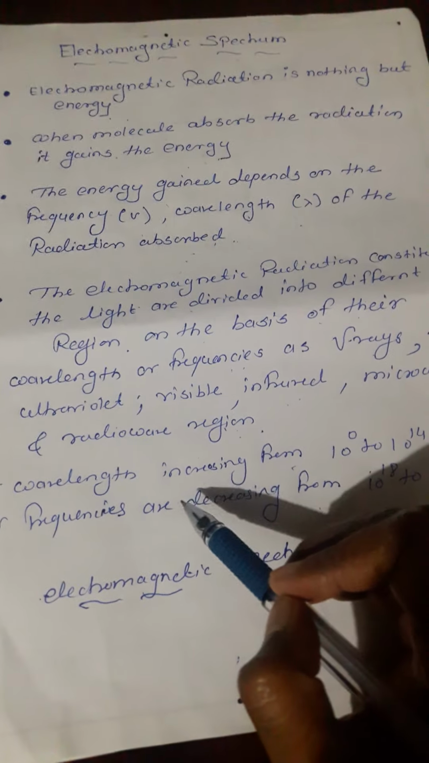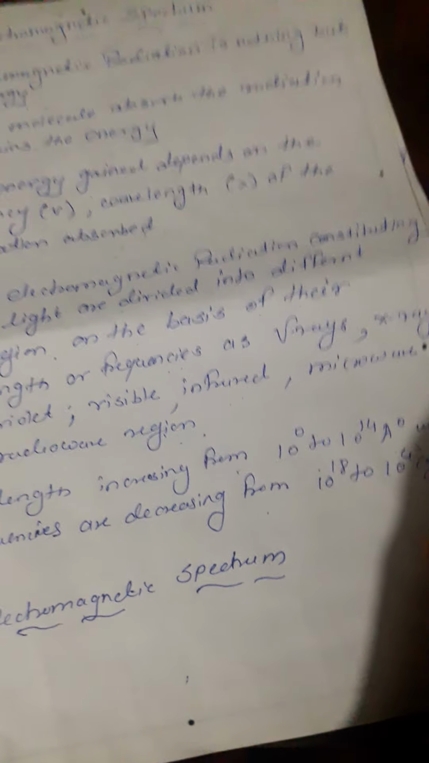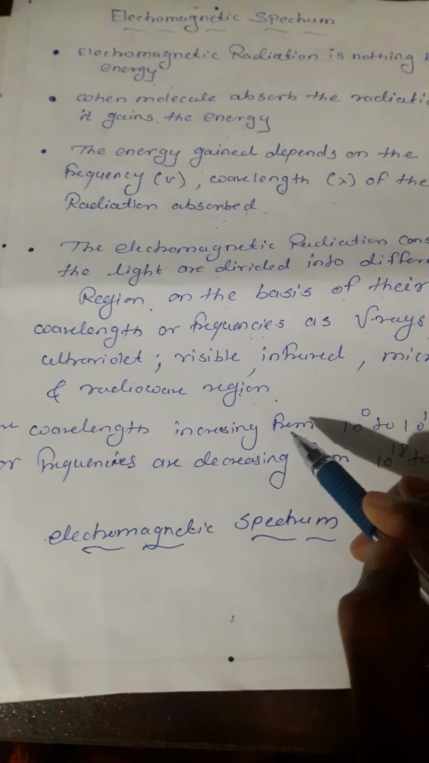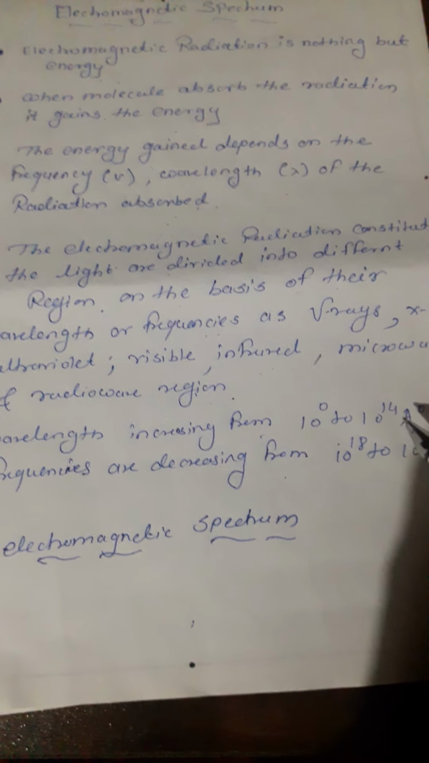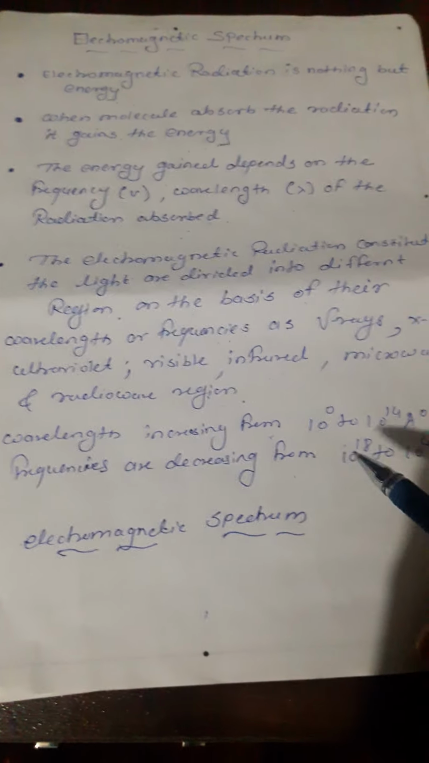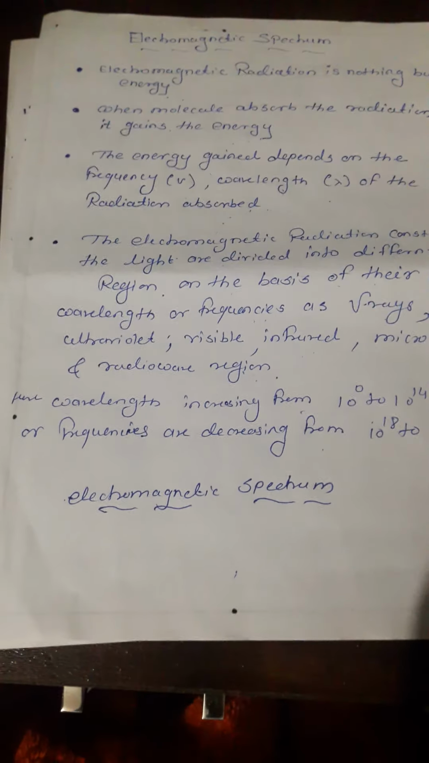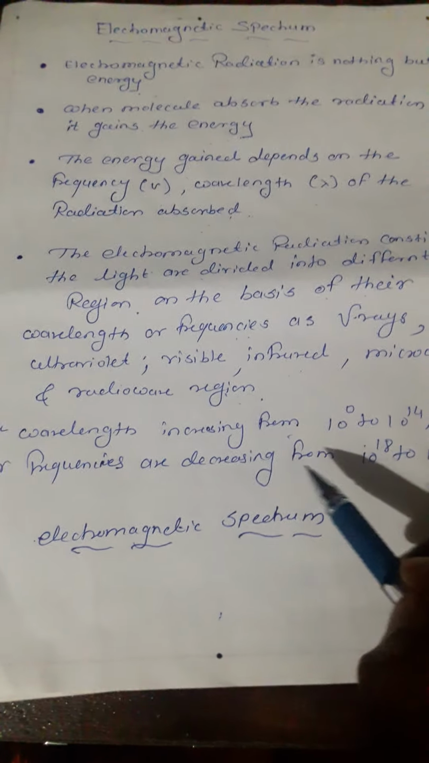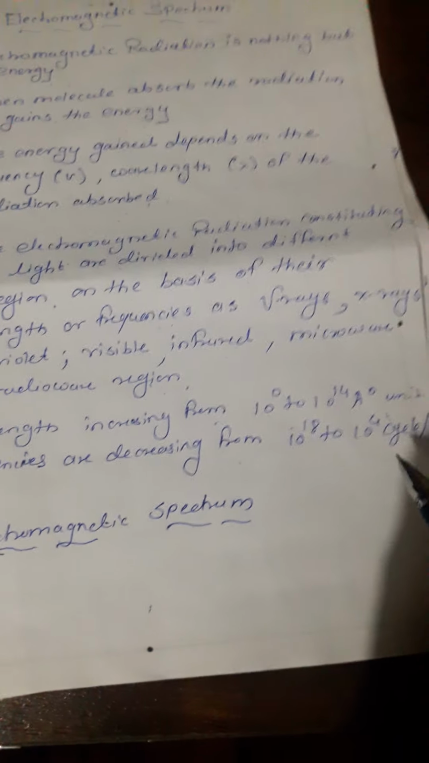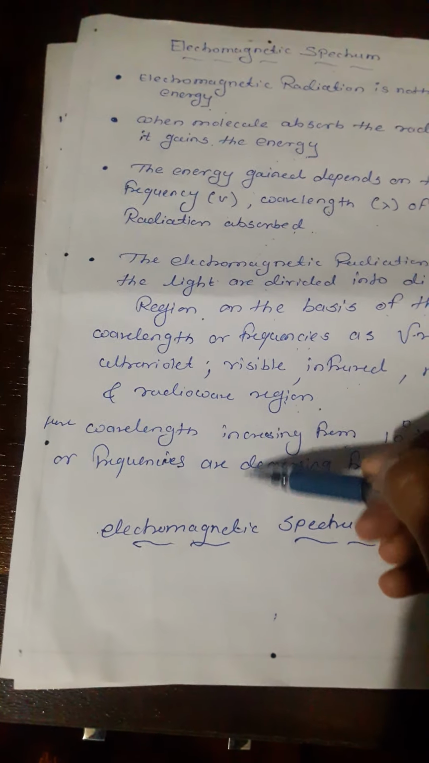Here the wavelength is increasing from 10 to 10 raised to 14 angstrom units, or the frequency is decreasing from 10 raised to 18 to 10 raised to 4 cycles per second. The wavelength and frequency are in opposite relation.